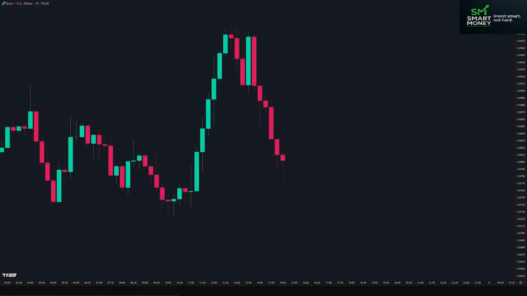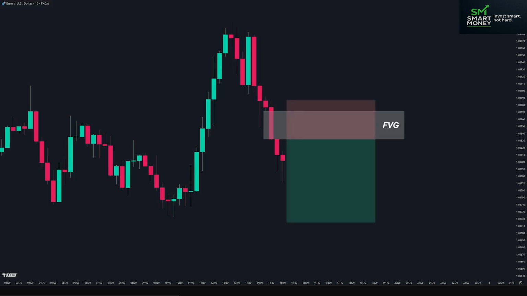On the 15-minute chart, we can observe more details. But the question is, where should we place our sell order? If we focus on the recent move, we can see that it has created a fair value gap, our optimal trading zone to go short. So, we set a sell limit at this zone and target a solid 1-to-2 risk-to-reward ratio.